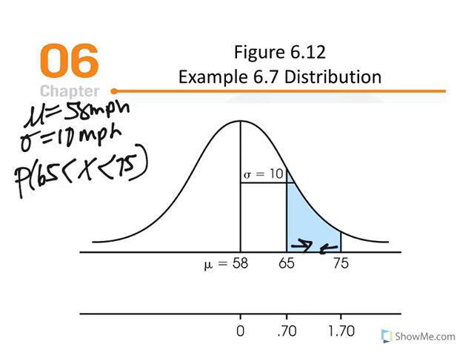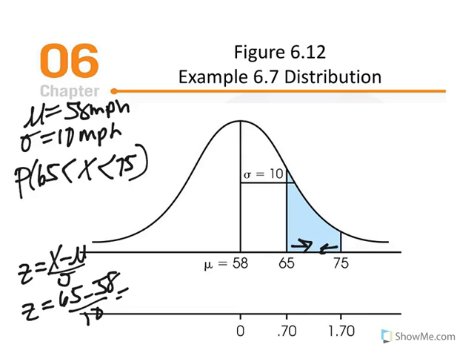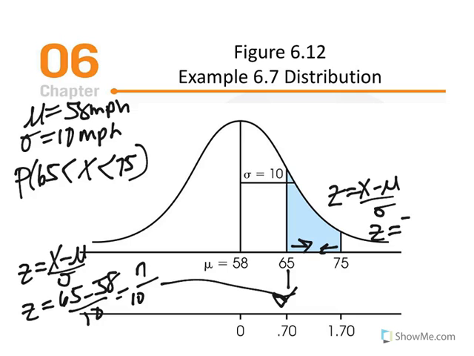So we have X value that is below 75 miles per hour yet greater than 65 miles per hour. And we know that we're going to need to convert both of those values into z-scores. So the first one, z is equal to x minus mu divided by standard deviation. 65 minus 58 divided by 10. And we get 65 minus 58 is equal to 7. Divide by 10, and we get 0.7. So that's the new label for a score of 65. And for 75, again, z is equal to x minus mu divided by standard deviation.